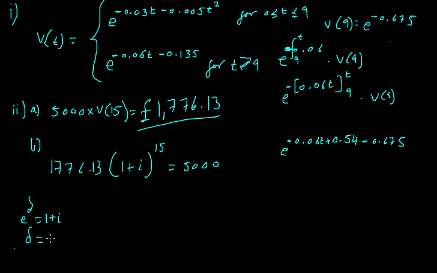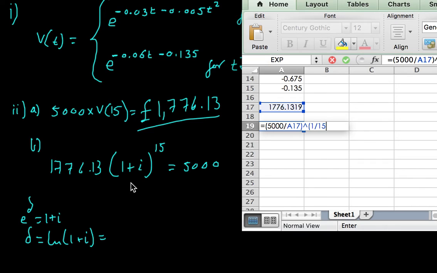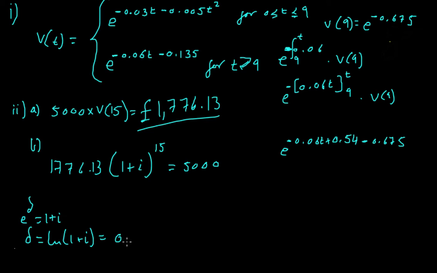So our delta here is going to be ln of 1 plus i. All we've got to do is find the natural log of 1 plus i. So let's just figure this bit out: 1 plus i is equal to 5,000 divided by 1776.13, to the power of, to get rid of that 15, 1 over 15. And that gives us 1 plus i, so the natural logarithm of 1 plus i, we get 0.069, or 6.9% per annum as a constant force of interest. That's delta, the force of interest.